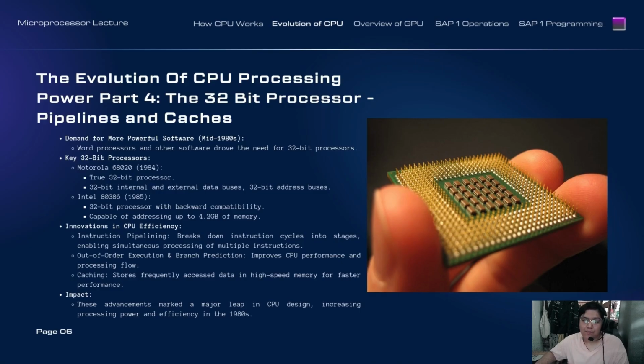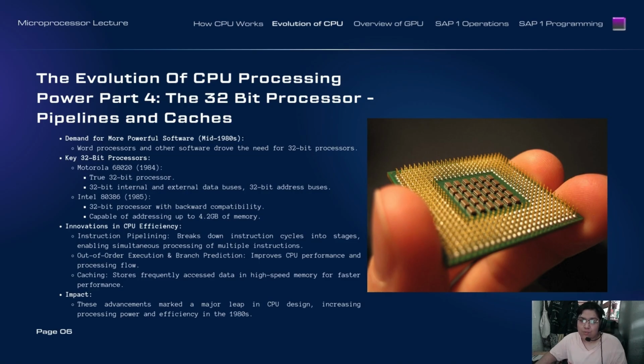Around the same time, Intel also introduced the 80386, a 32-bit processor with an emphasis on backward compatibility and advanced memory management, capable of addressing up to 4.2 gigabytes of memory. The 80386 architecture also introduced instruction pipelining, a technique that broke down the instruction cycle into sequential stages, allowing the CPU to process multiple instructions simultaneously.